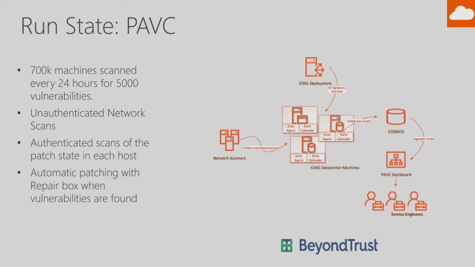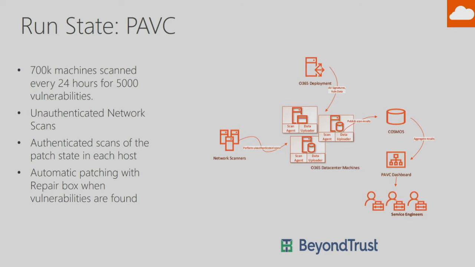We have a scanner that looks for a patch state on each of these machines every day, and we look for like 5,000 vulnerabilities on these machines on a daily basis. We do unauthenticated network scanning and authenticated scanning for other patch states in each of these hosts. We partner with a company called BeyondTrust to do that. So there is an agent of BeyondTrust that runs on each of these boxes, which is really collecting this data and transmitting to a central location where we do the analysis.